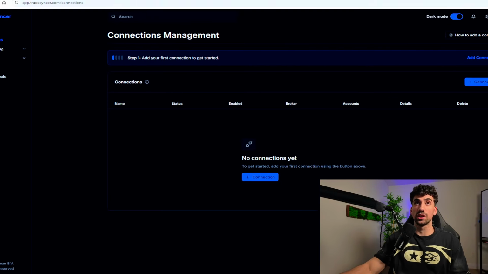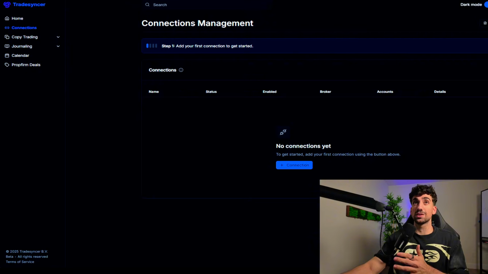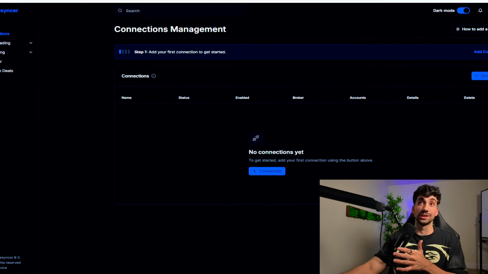I'm going to show you guys right here. TradeSyncer, guys, make sure it says TradeSyncer like this. There are a lot of similar names with different spellings that don't look accurate. So make sure you have this logo and this is exactly TradeSyncer.